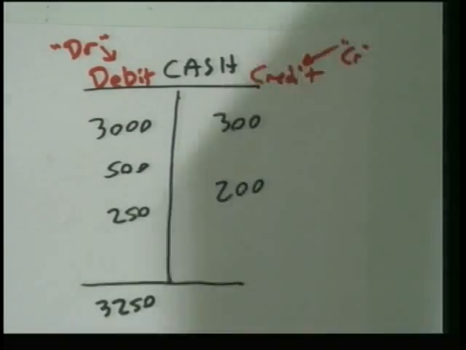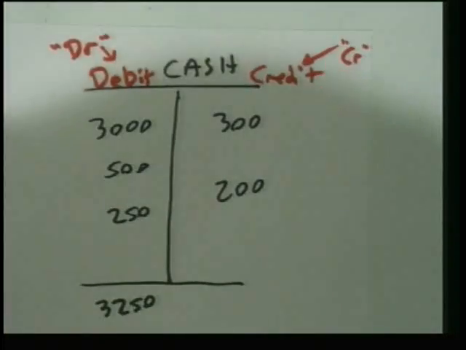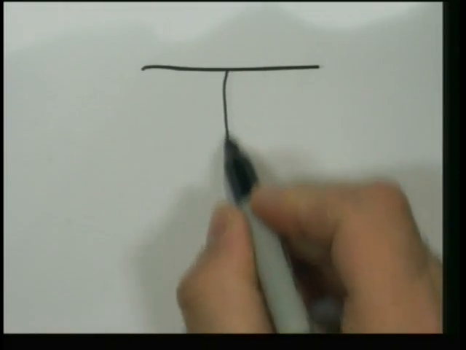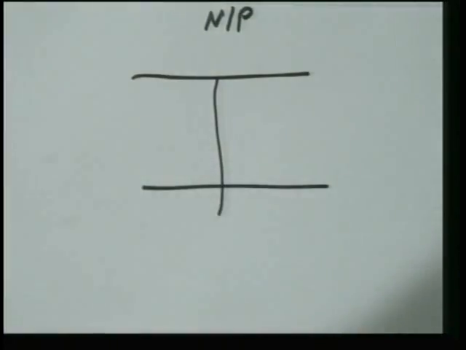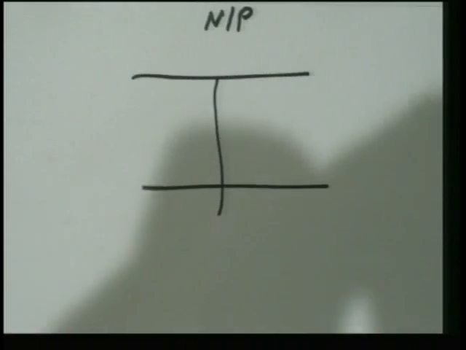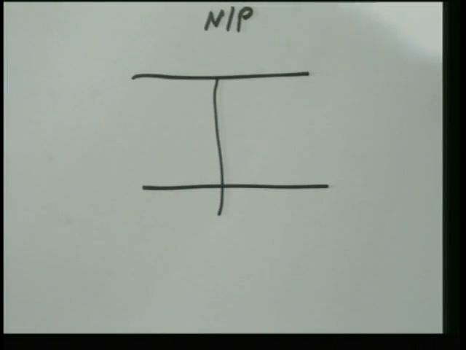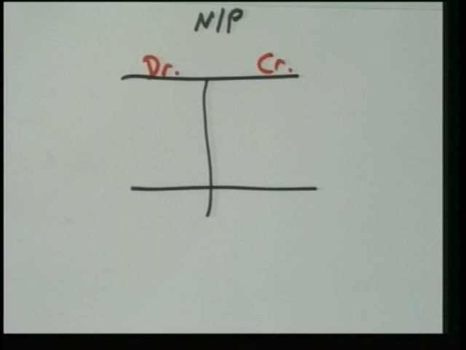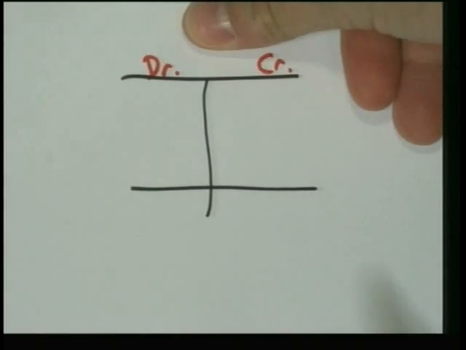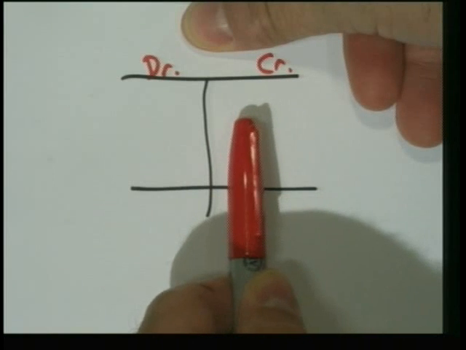Let me give you an example. Let's take a look at a different account. Let's take a look at an account of notes payable, which is a liability, right? Now, this is a T account for notes payable. What's the left side called on a T account for notes payable? The left side, regardless of the account, the left side is the debit side, the right side is the credit side. Always, always, always, regardless of the account, the left side is the debit, the right side is the credit. Cool?